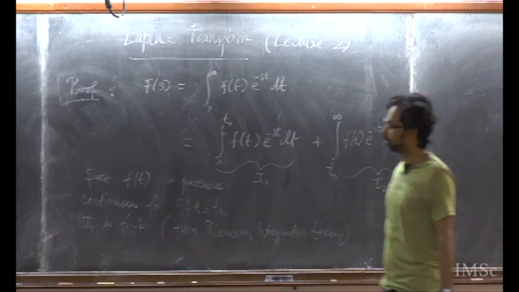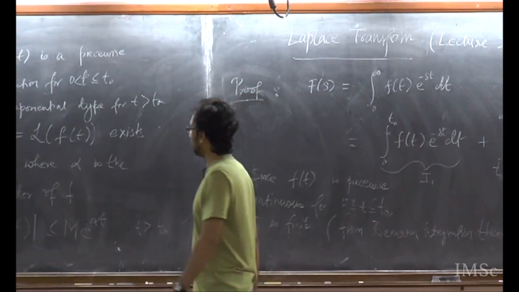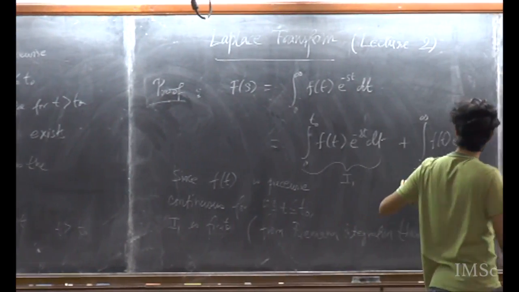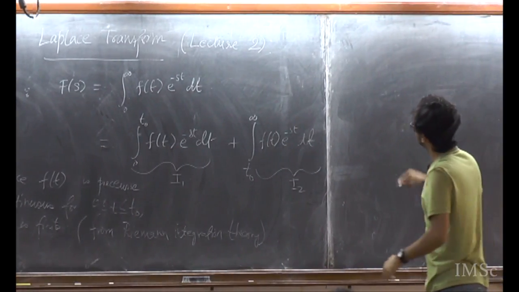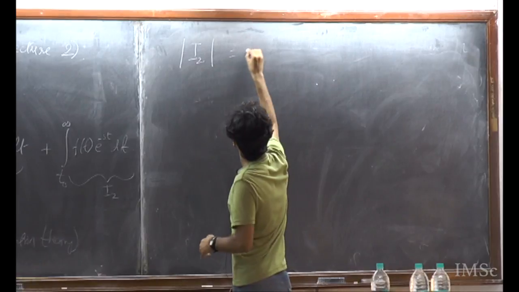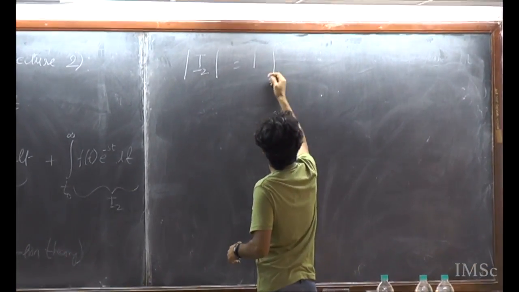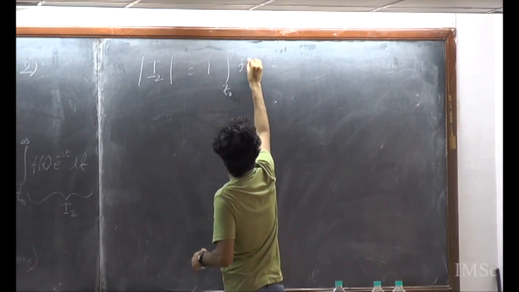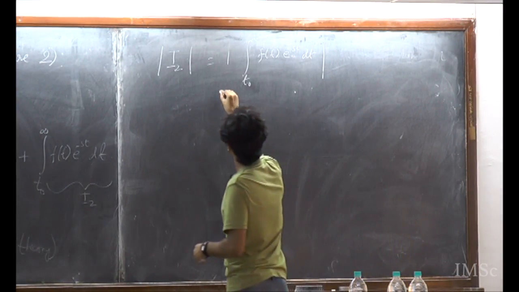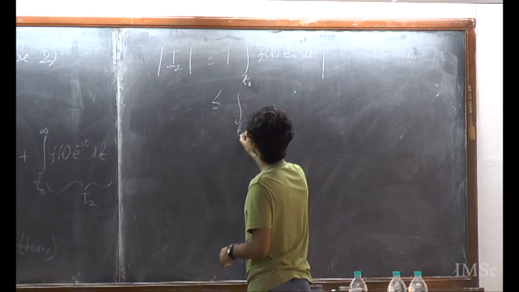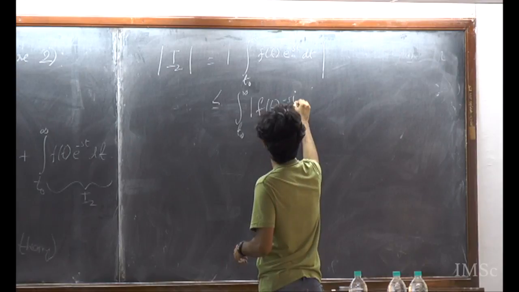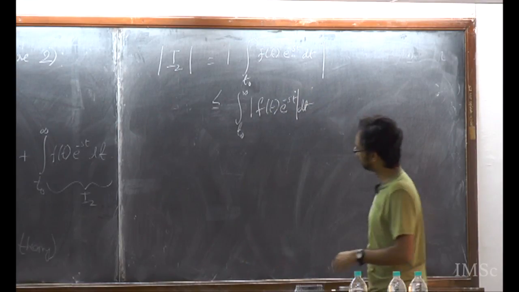So according to our hypothesis in this theorem, f(t) has exponential order for t greater than t naught. So in this region from t naught to infinity, f(t) has exponential order. So we want to estimate the modulus of I2. Okay, so this is the modulus of the integral from t naught to infinity of f(t) e to the minus st dt, and this is less than or equal to the integral from t naught to infinity of the modulus of f(t) e to the minus st dt. Is this clear?